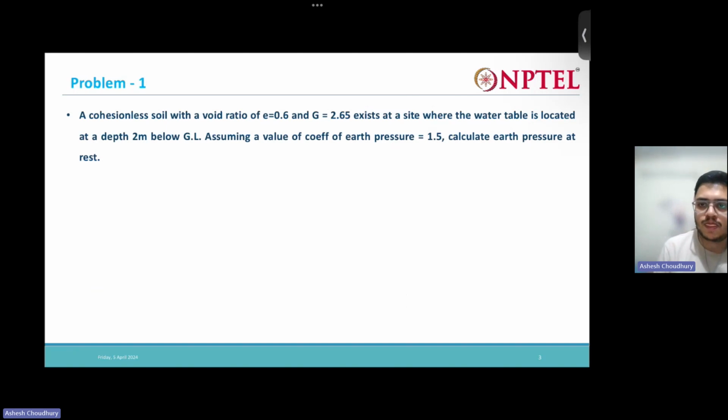All right. So let us see this question: a cohesionless soil with a void ratio of 0.6 and G equal to 2.65 exists at a site where the water table is located at a depth of 2 meter below the ground level. Assuming the coefficient of earth pressure is equal to, it should actually be 0.5. Calculate the earth pressure at rest.